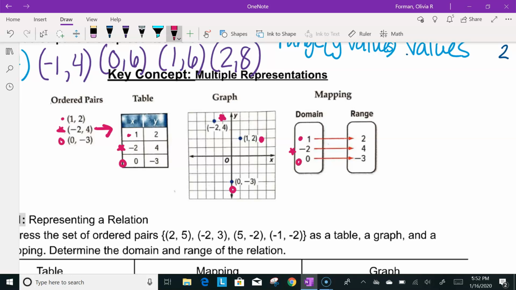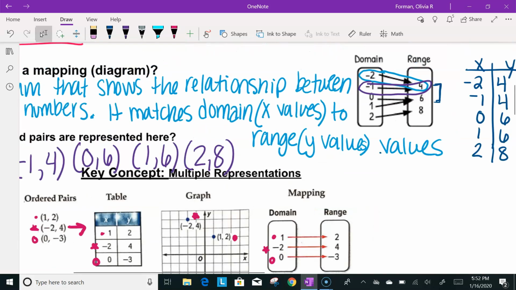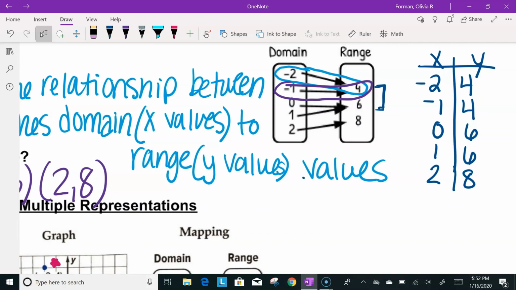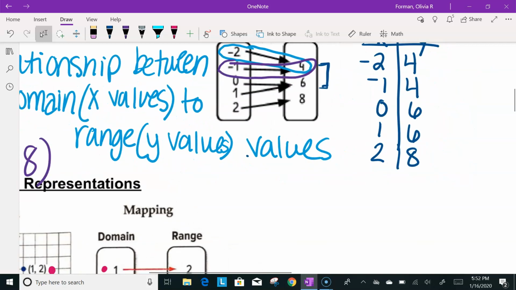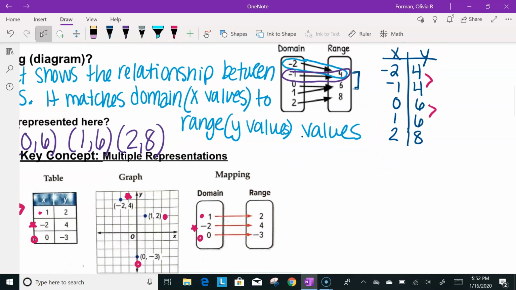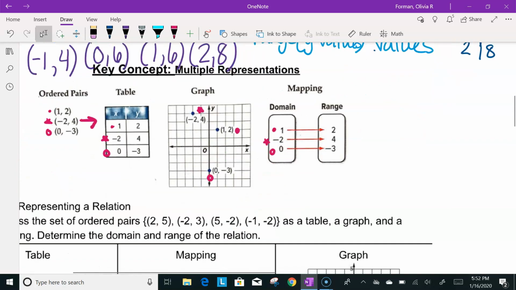One thing that I realize I forgot to mention up here is that if you put the same range value in the mapping diagram, so say in your range you would have put 4 twice and 6 twice up here, that would have been okay, but the mapping diagram just leaves some freedom where you don't have to put doubles. So just keep that in mind there.